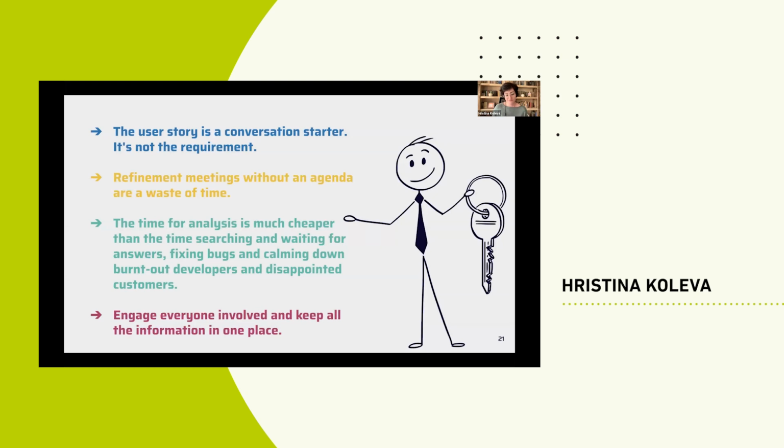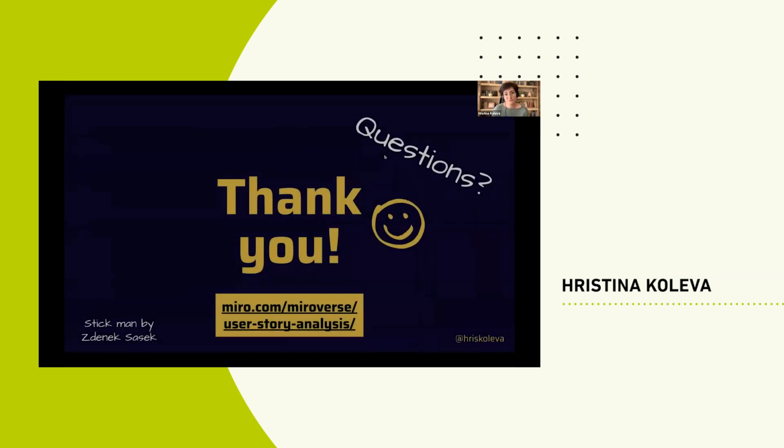Key takeaways. User story is a conversation starter. Refinement meetings without an agenda are a waste of time. It's much more efficient to spend time in analysis upfront, because there are many things that are known but scattered across Slack channels, emails, Confluence, Jira comments, etc., than to spend your time fixing bugs and soothing disappointed customers and burnt out developers. And keep everything in one place.